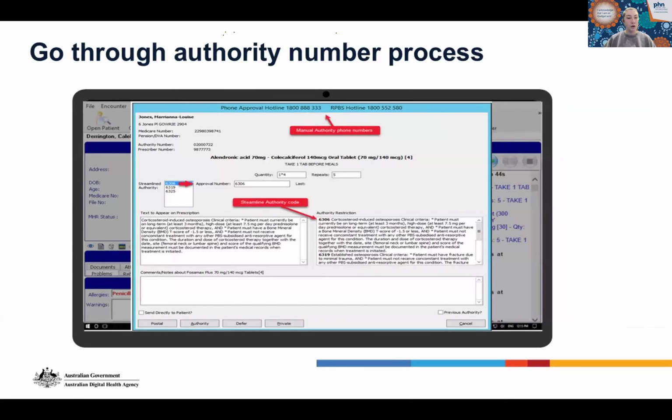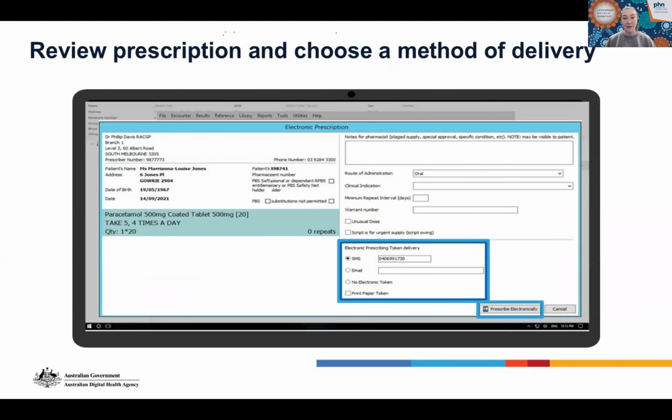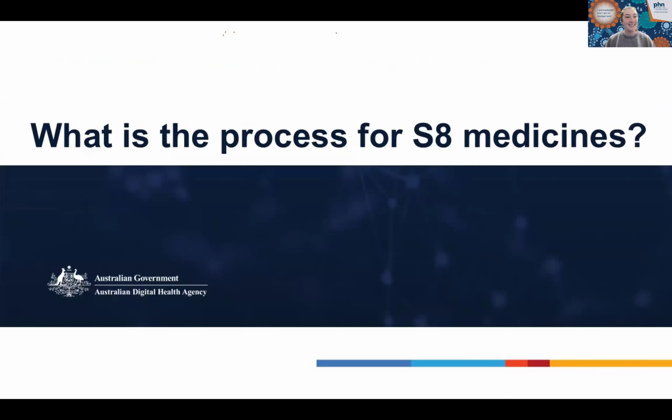You go through the authority number process as standard, and then review the prescription and choose the method of delivery. Similarly to the previous one that we just looked at, use this opportunity again to confirm the contact details of your patient. And that's how you prescribe PBS authority scripts. I'll hand over to James, who will talk about S8s.